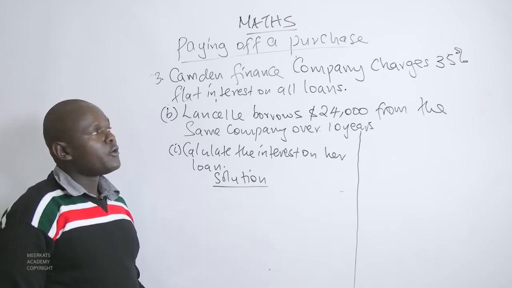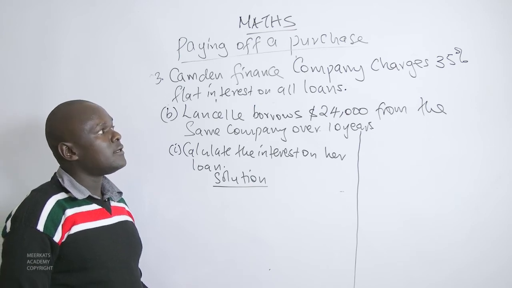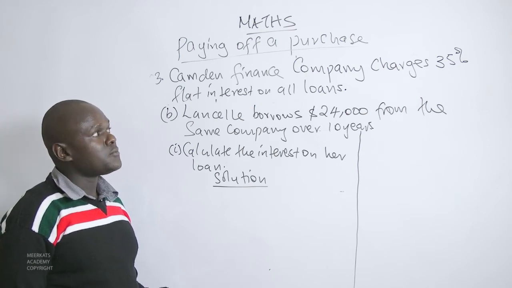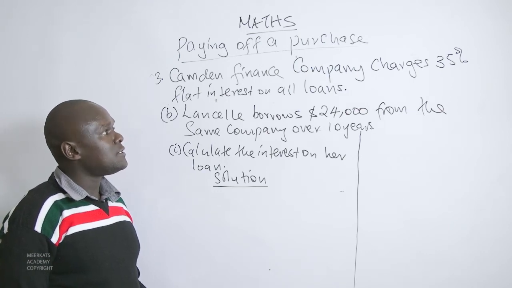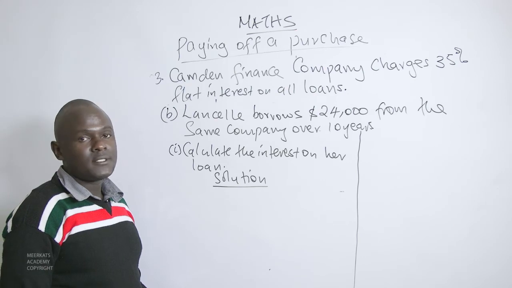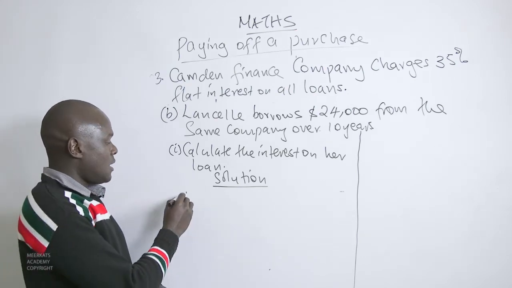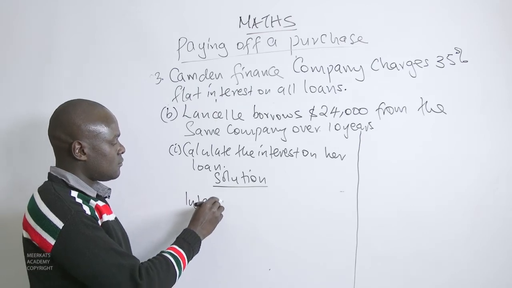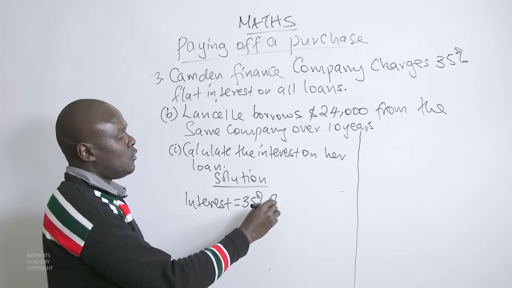Since she is borrowing from the same company, that is Camden Finance Company, the interest, we are told, is at a flat rate of 35%. 35% of the loan that was advanced. So her interest will be 35% of the loan.